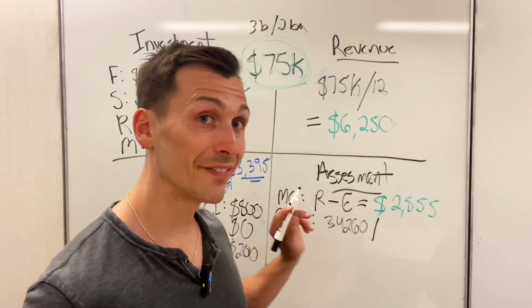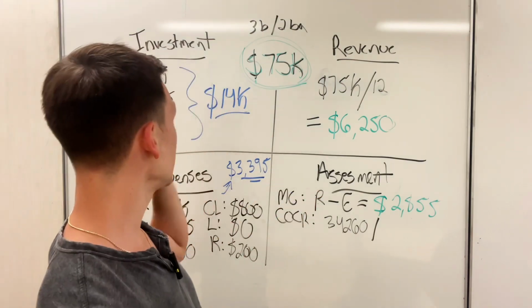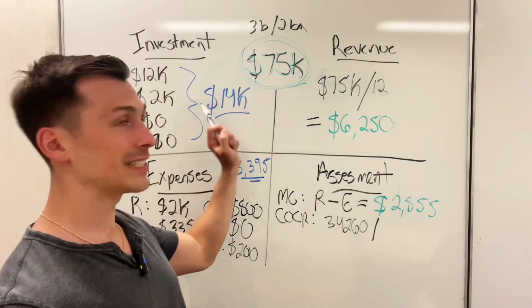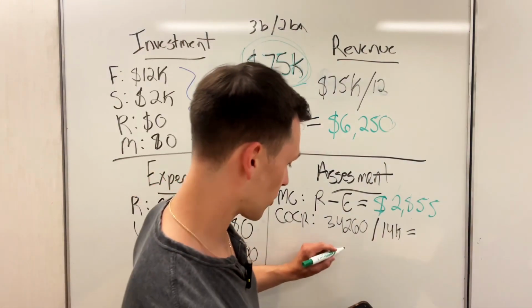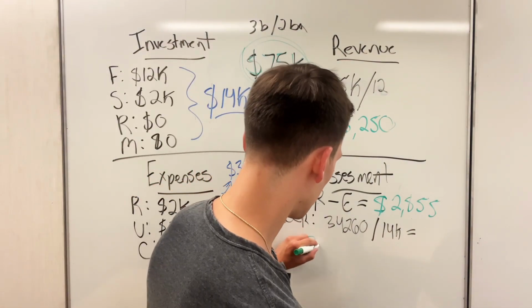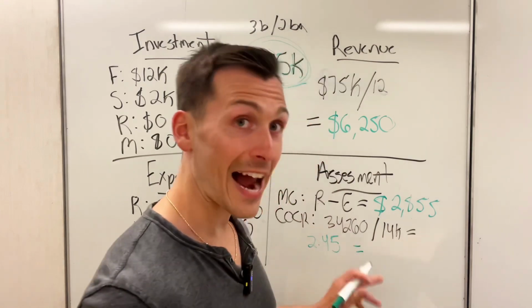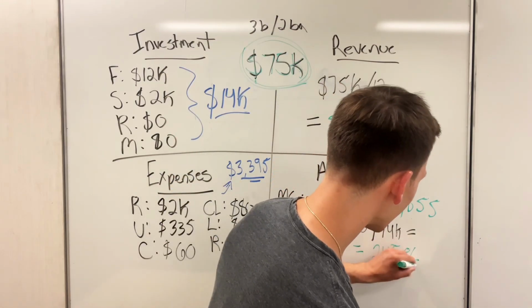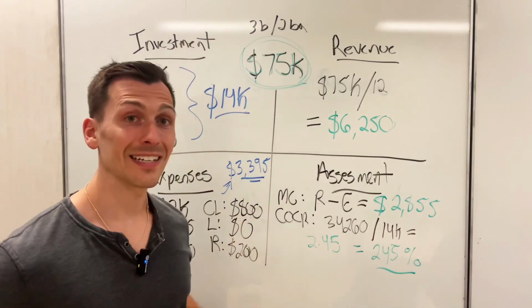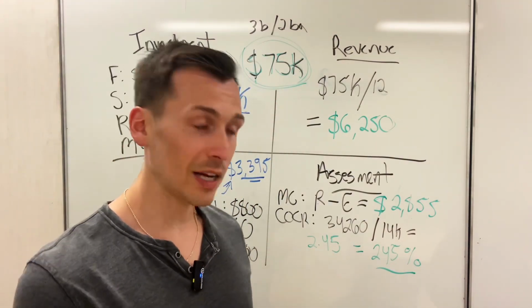And then we're going to divide that by our total capital investment. So that's going to be furniture and everything up front. We're going to take this $14,000 number, and that's going to give us a cash on cash return of 2.455, which is actually 245%. Guys, that's bananas.